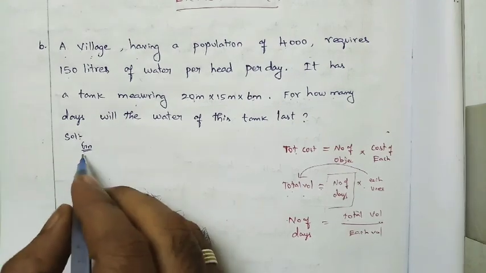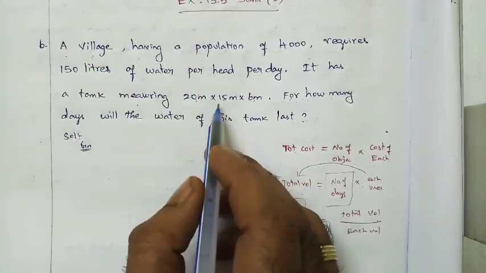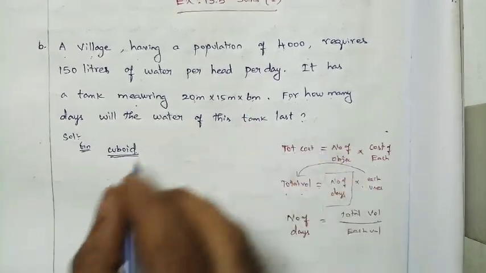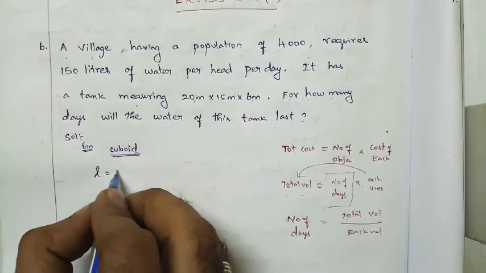So first, start with the given. What is the given we have? A cuboidal tank. So for a cuboid, length, breadth, height is given. Length is 20 meter.